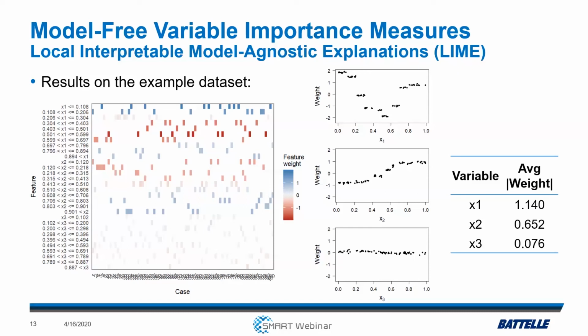The kind of step function appearance of these is happening because I discretized these variables into the 10 different bins. And again, the average absolute values of the weights across the observations actually comes out to be more or less the same sort of thing that we saw in the other methods.